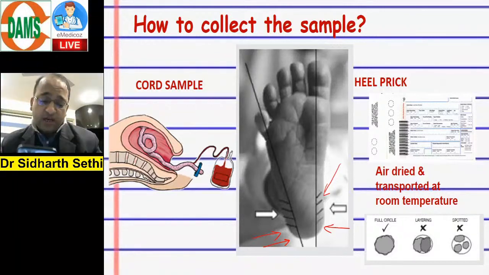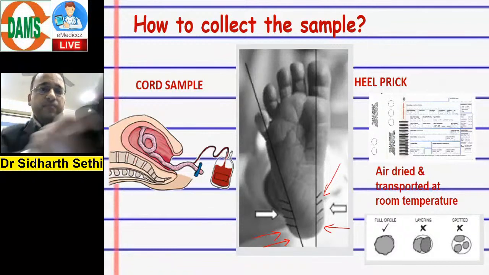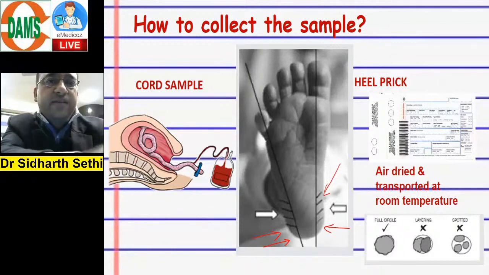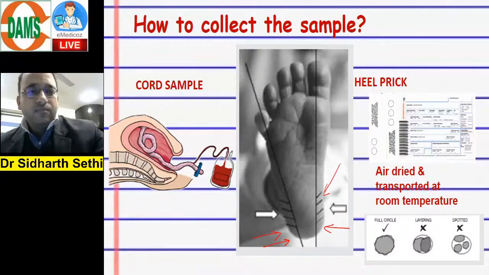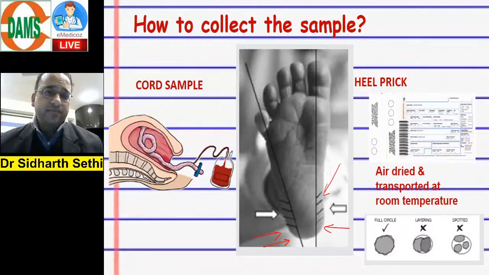Yes, Dr. Prerna, we need to do TSH and T4 ideally in all. Okay, this is what I'm trying to emphasize. Every baby in the world should get a TSH. Okay, and if possible, TSH followed by T4 or both simultaneously.